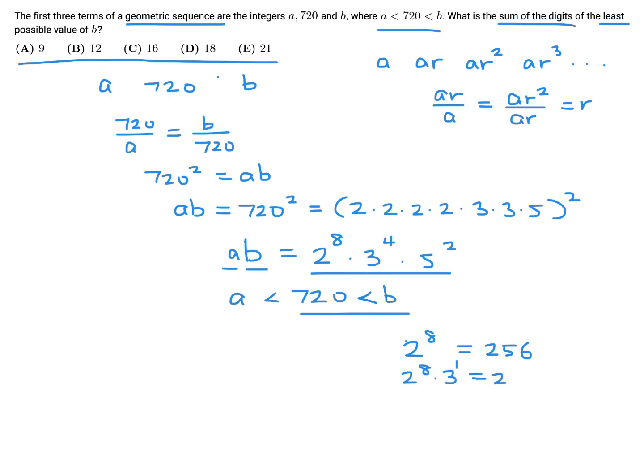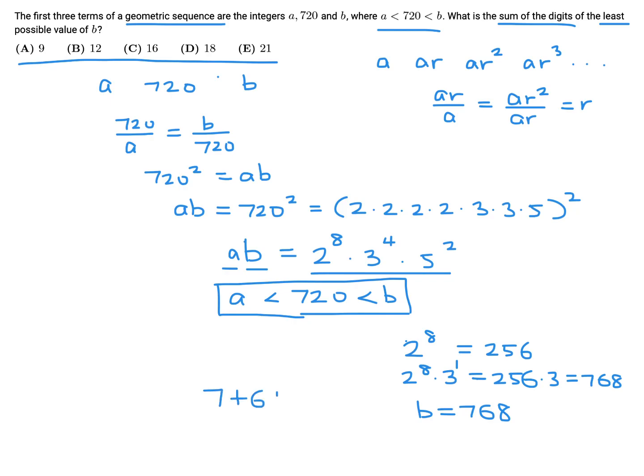But what if I multiplied that by 3? Then that would be 256 times 3, which is 750 plus 18, so 768. That's fairly close to 720. So that's my candidate for B, because I don't think you'll get any number that's less than 768 and greater than 720 if you're looking at this inequality. So if that's my candidate for B, what is the sum of the digits? 7 plus 6 plus 8, and that is 21. 21 is E.